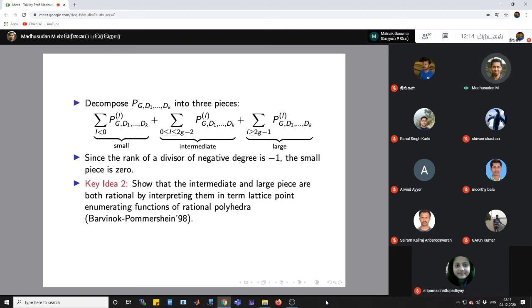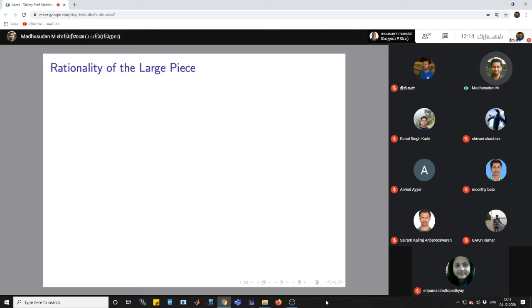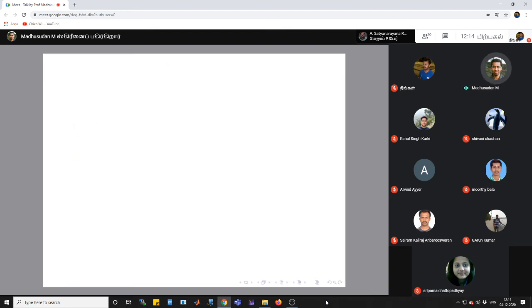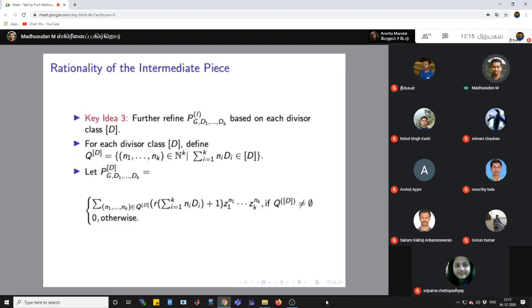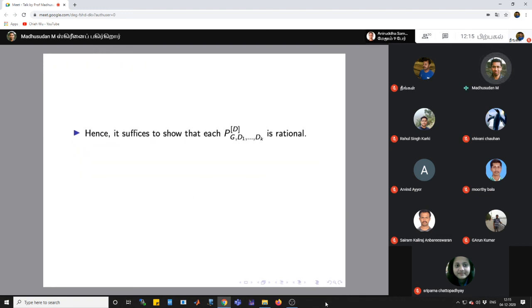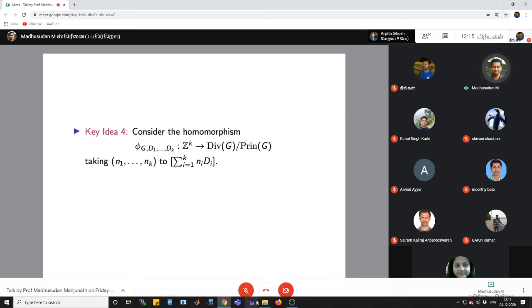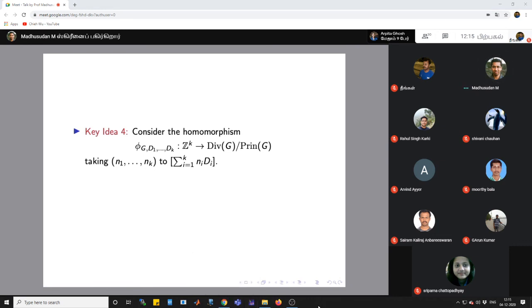The second key idea is to show that the intermediate and large pieces are both rational by interpreting them in terms of the lattice point enumerating functions of rational polyhedra. I've just sketched out some of these details, but you can look them up. I hope this gives you some impression. The seed is already there in this case, k equal to 1. And the key idea 4 is a homomorphism, which generalizes the homomorphism phi_gd we just considered. So it's not all that different.